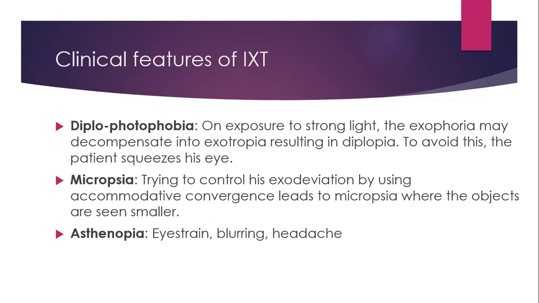What are the clinical features of intermittent exotropia? Usually diplophotophobia. What is diplophotophobia? When the person with IXT is exposed to strong light, the exophoria may decompensate into exotropia, so the child would start seeing double. To avoid that diplopia, the child squeezes his eye. This reflex is called diplophotophobia. What is micropsia? When objects appear smaller, it is called micropsia. This can occur in IXT when the child tries to control his exodeviation with accommodative convergence. Asthenopia: in the process of controlling the exotropia, sometimes the child may experience eye strain, blurring, or headache.